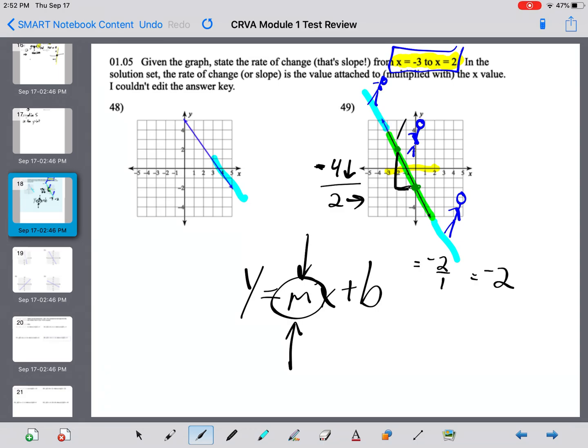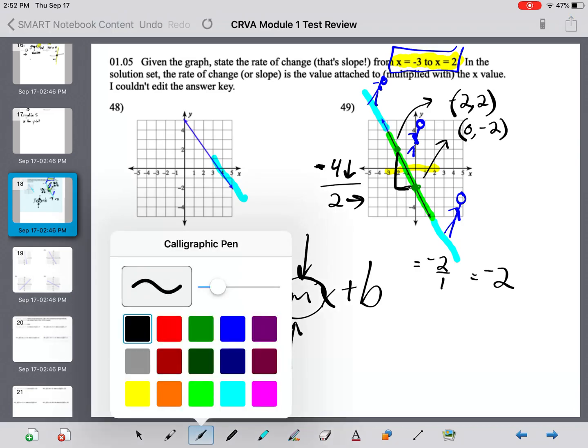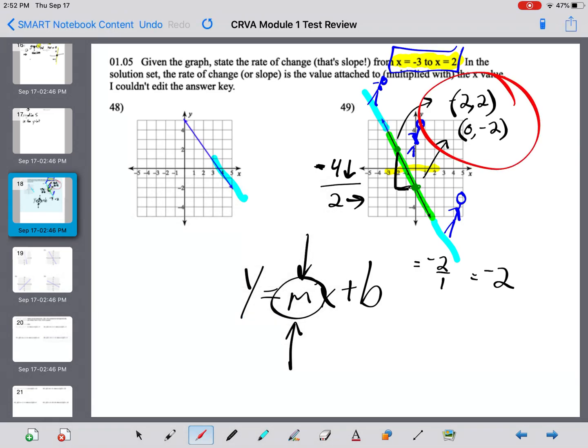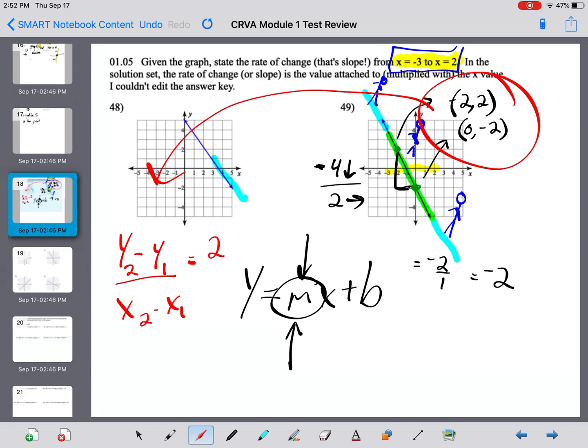You can find this a different way by getting the coordinates. The coordinate of this location is negative 2, 2. And the coordinate of this location is 0, negative 2. I'm going to put it in red so it's easier to follow. You can use the slope formula. The y value is 2. You take the y minus the y. So 2 minus negative 2. And on the bottom, subtract the x's in the same order.